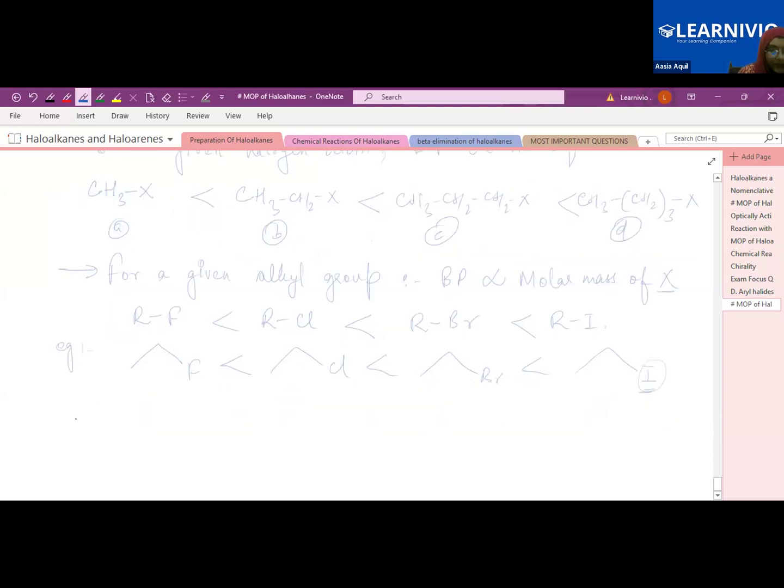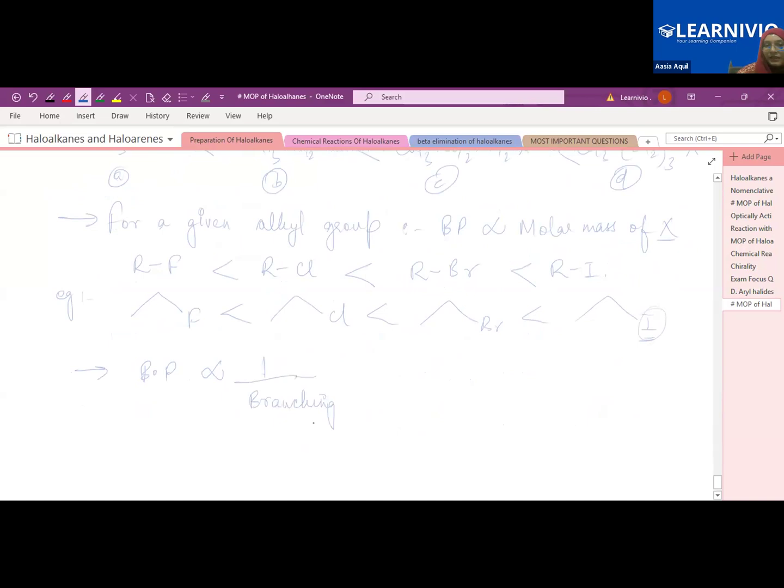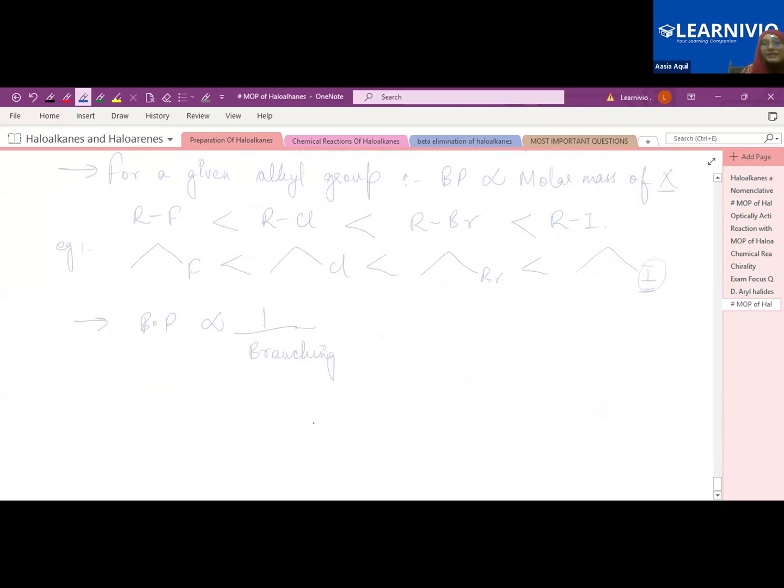Third point, write down. Boiling point is inversely proportional to branching. If you see the branching in a molecule, the boiling point is inversely proportional to branching. More the branching, less will be the boiling point, and vice versa.